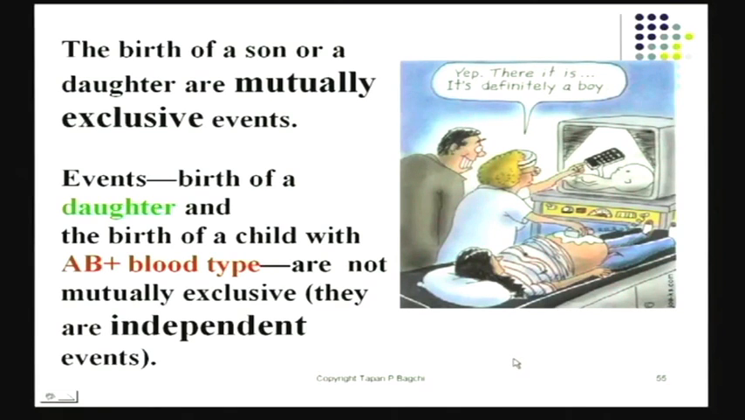Here's an example. There are two events. The birth of a daughter and the birth of any child with AB plus blood type. Now, AB plus blood type is determined by biological considerations, and different biological conditions lead to the birth of a daughter. These two actually turn out to be independent events.